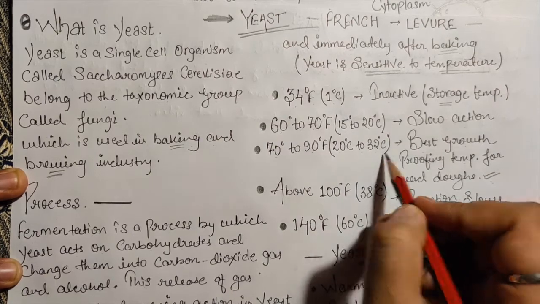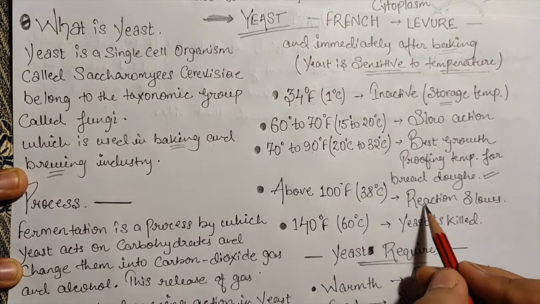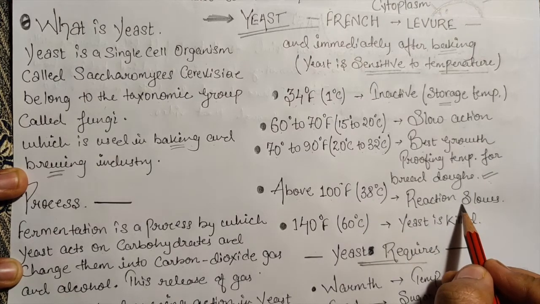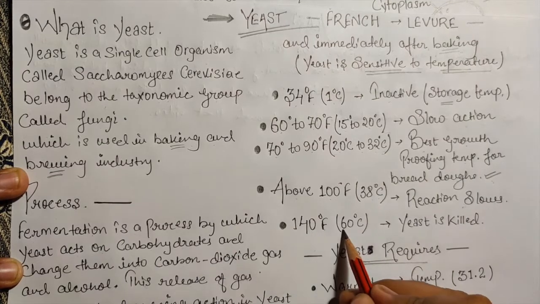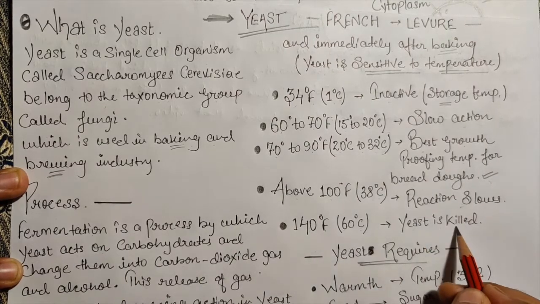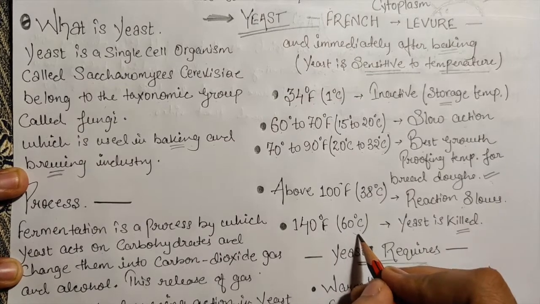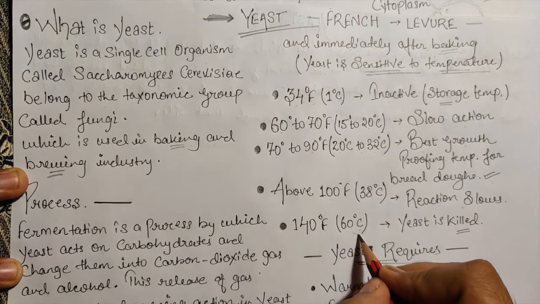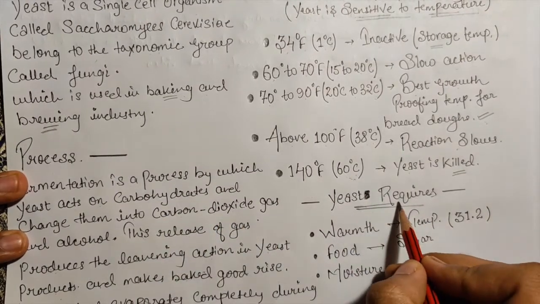result. Above 100 Fahrenheit, meaning 38 Celsius, the reaction slows. So here the yeast slows down. At 140 Fahrenheit, meaning 60 Celsius, yeast is killed. This is the temperature at which yeast is completely killed, so there is no more fermentation after this. Done? Here we go. Let's figure out what the yeast requires.